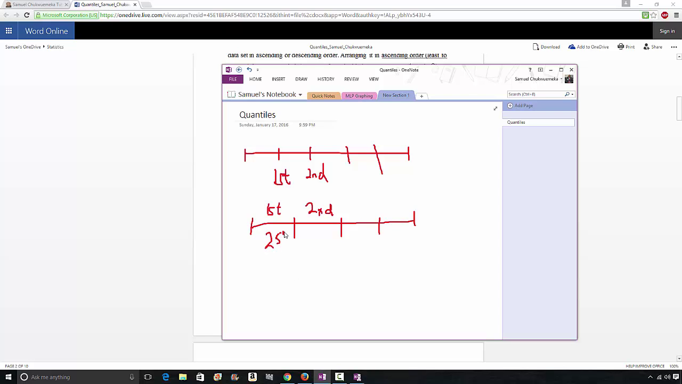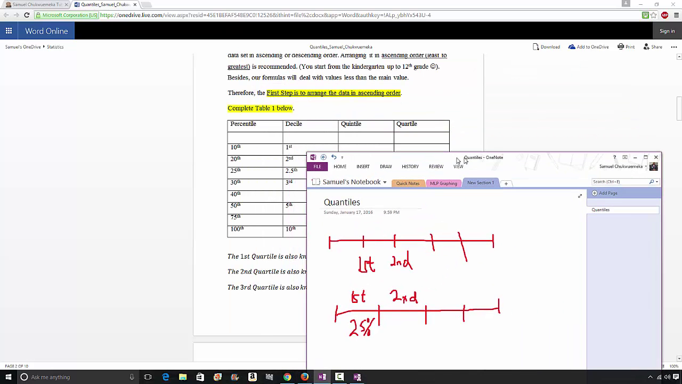25%, if you're going to break it down in percent. So up to 25% is the first quartile. Up to 50% is the second quartile, what we call the middle quartile. Up to 75% is the third quartile. And then you have the fourth quartile.